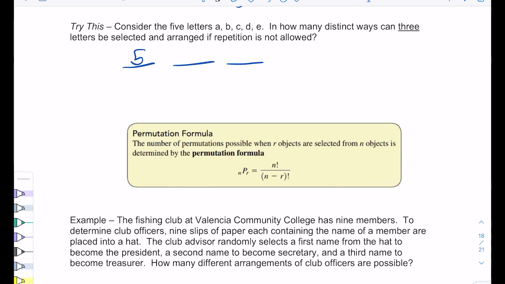For the first spot, you've got 5 letters to choose from, and you can't repeat. So now you only have 4 to choose from for the second, and then 3 to choose from for the third. That's 5 times 4 times 3, which comes out to 60. For instance, if I take those 5 letters and start arranging them, you could have B-A-D, D-A-B, E-C-A, C-D-E, A-B-C, and so on. So there are 60 different ways you could pick any 3 letters and rearrange them out of 5.